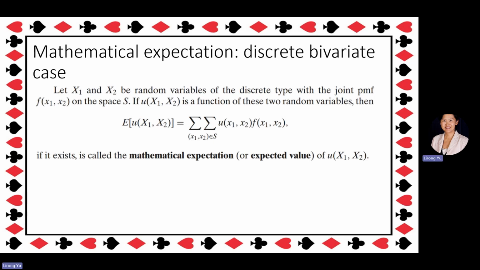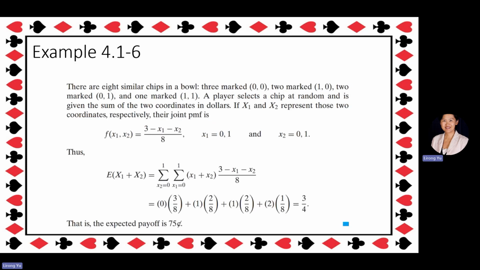So whenever you calculate expectation of something, the expectation of the variable value itself has to be multiplied by the probability. And let's look at an example. All right, so this question is, there are 8 similar chips in a bowl, 3 marked (0,0), 2 marked (1,0), 2 marked (0,1), and 1 marked (1,1). A player selects a chip at random and is given the sum of the 2 numbers in dollars.